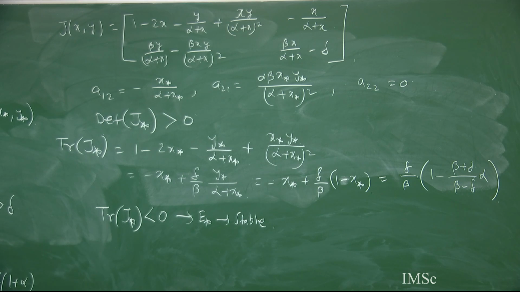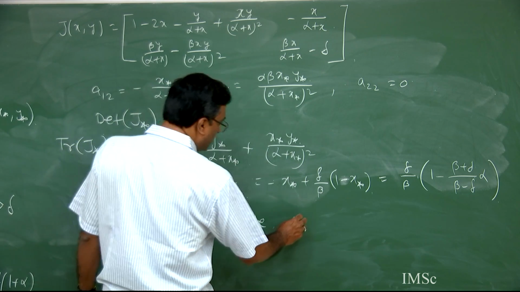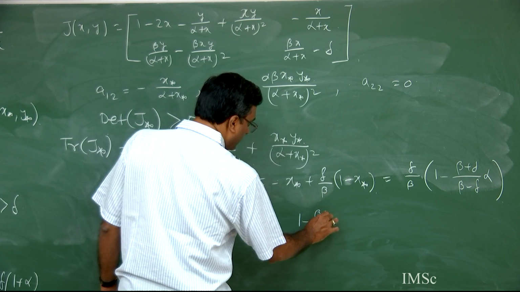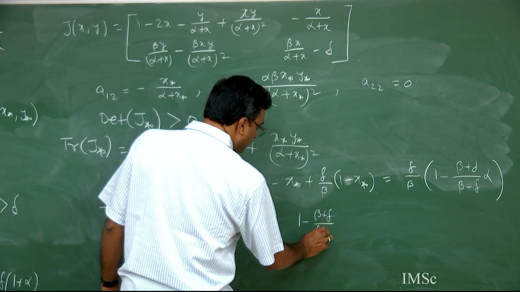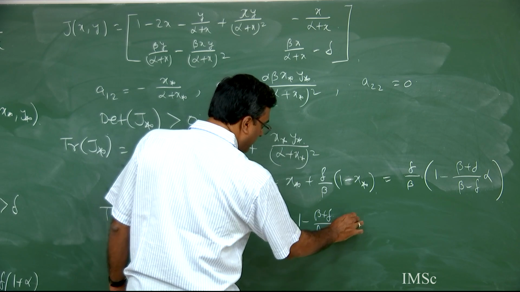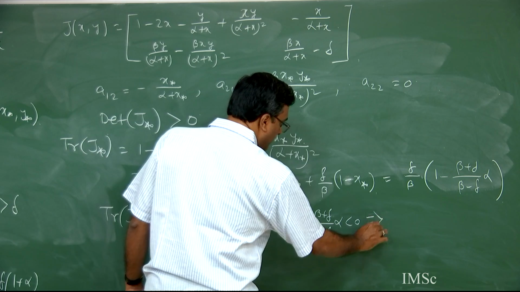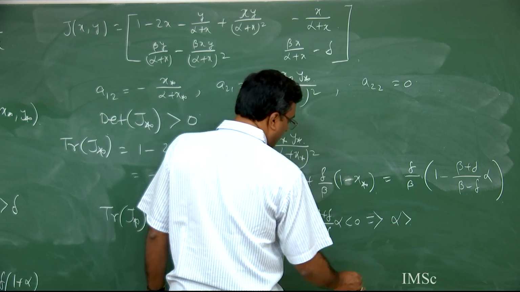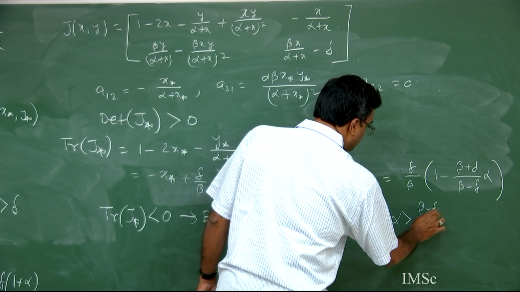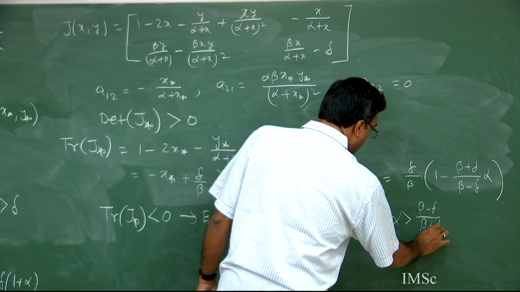So what is the stability condition? Stability condition is 1 minus beta plus delta by beta minus delta alpha, this is less than 0, implies alpha should be greater than beta minus delta divided by beta plus delta.